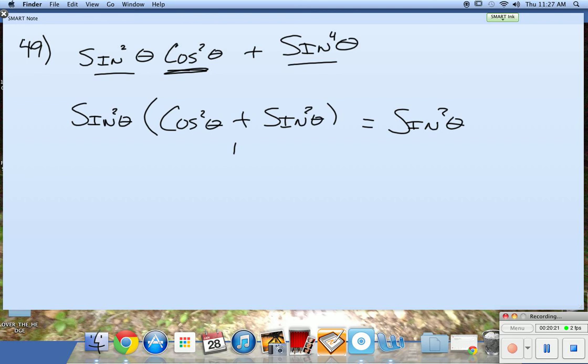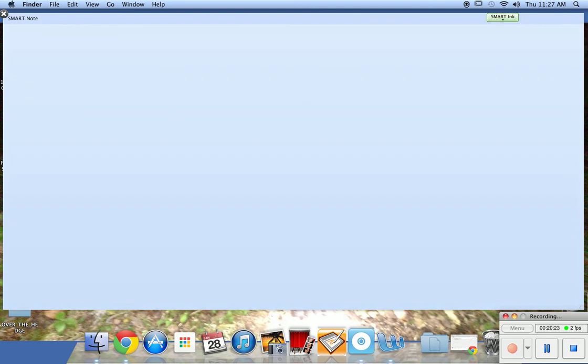Let's go back to number 48 now. Kind of did this a little out of order, but that's okay. 48. Cosecant of theta over 1 plus cotangent squared of theta.